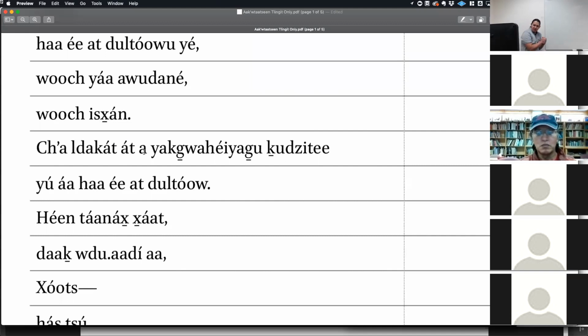The first chunk, chashtakat-at. Anybody know what that is? Everything, right?